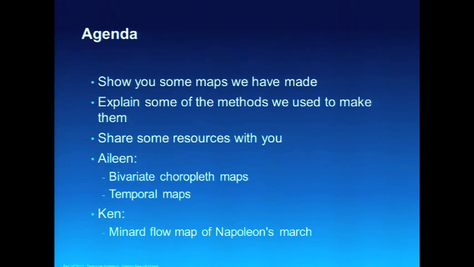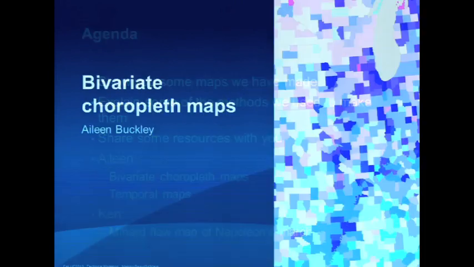I'm going to be looking at a bivariate choropleth map, sorry, about the temporal map. Ken's going to be looking at a Menard flow map of Napoleon's March, and also a dasymmetric map. So let's just go ahead and get started. I'm going to jump right in and start with the bivariate choropleth map.